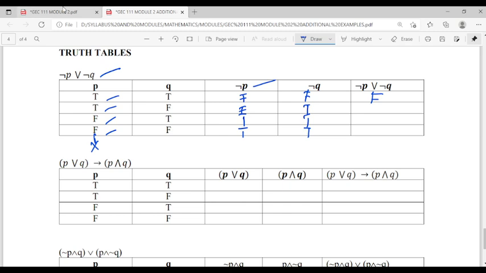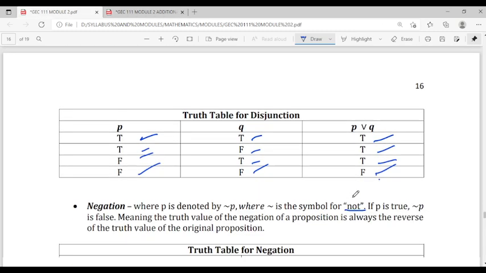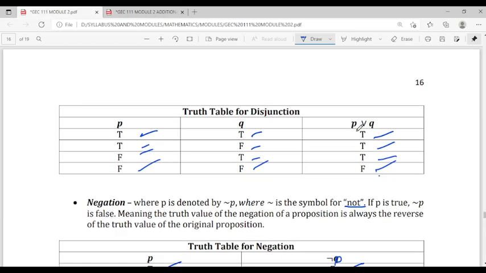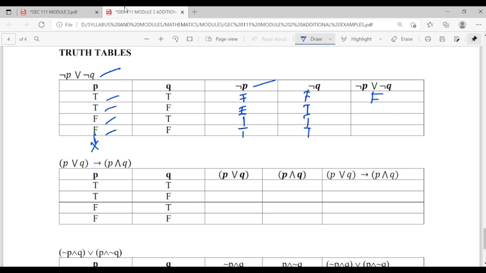Balikan nyo lang po yung dito. Ano ibig sabihin ng V? So magpo-false lang siya if the P and Q are both false. Take note, if the P and Q are false. So, the others are lahat true na.